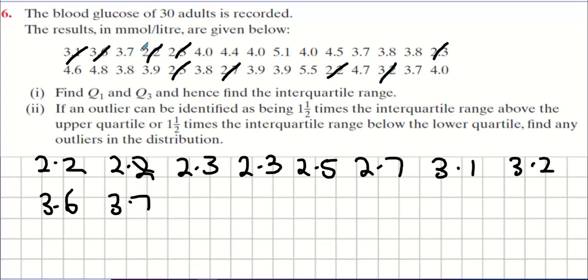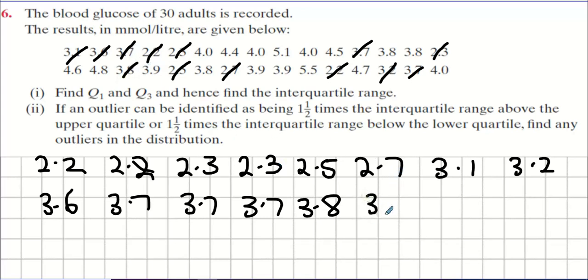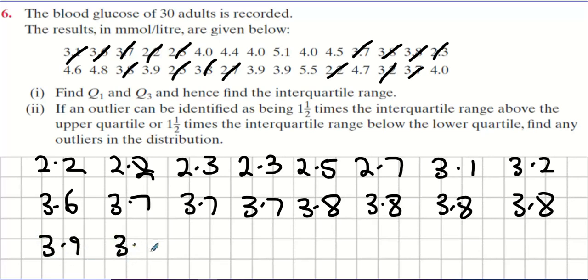How many 3.7s? 1, 2, 3. Okay, after that, 3.8. Four 3.8s. Oh, they're all a pair, are they? How many 3.9s? Three 3.9s. Okay. And what's left then? 4.0. After that, three 4.0s.